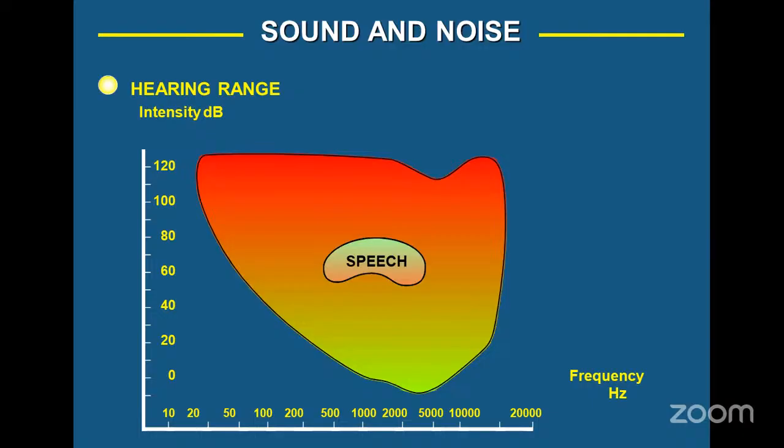Here we can see the hearing range by decibel. The hearing range goes up to 120 decibel, which is very high. Speech, as we mentioned before, starts from 500 to 4,000 hertz. This is the frequency, and this is the intensity, the decibel. Most of the speech is from 60 to 80 decibel.